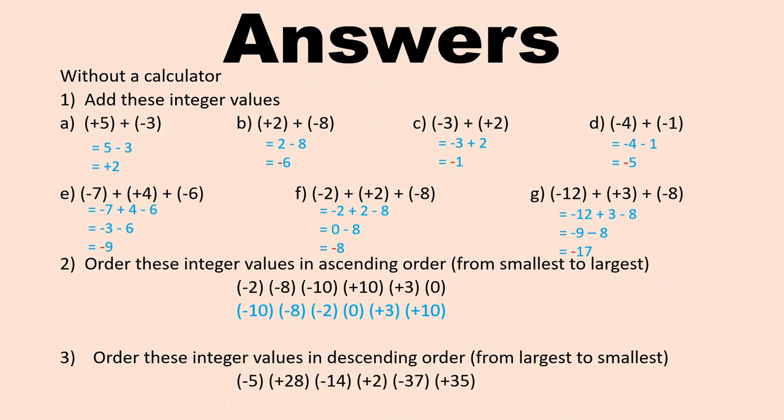In descending order, we're starting with the most positive value, so the highest positive value, and that's positive 35, then positive 28, then positive 2, then starting with the least negative, negative 5, negative 14, and then the most negative is the smallest value, that's negative 37.